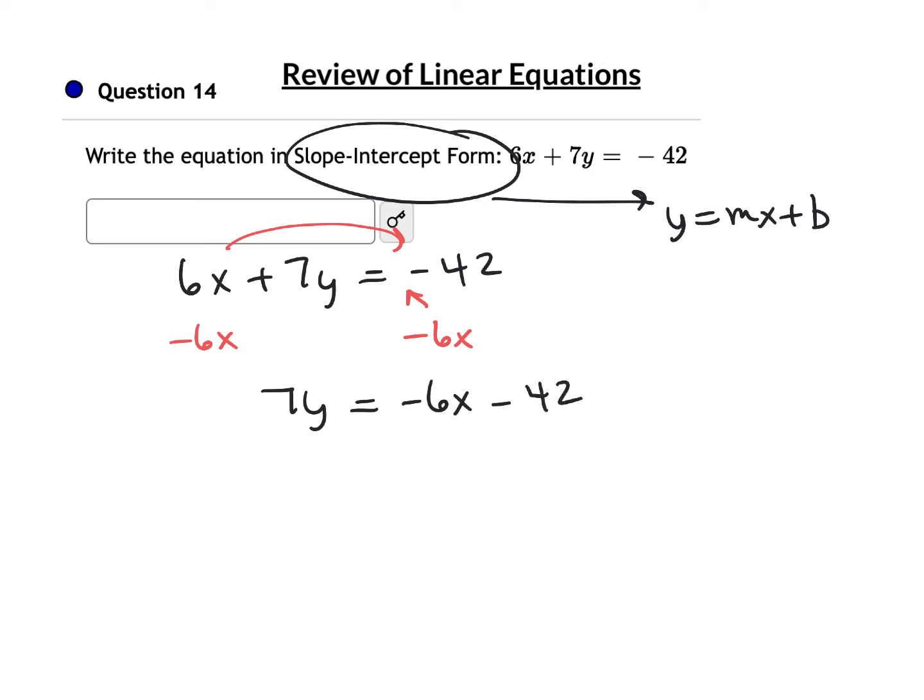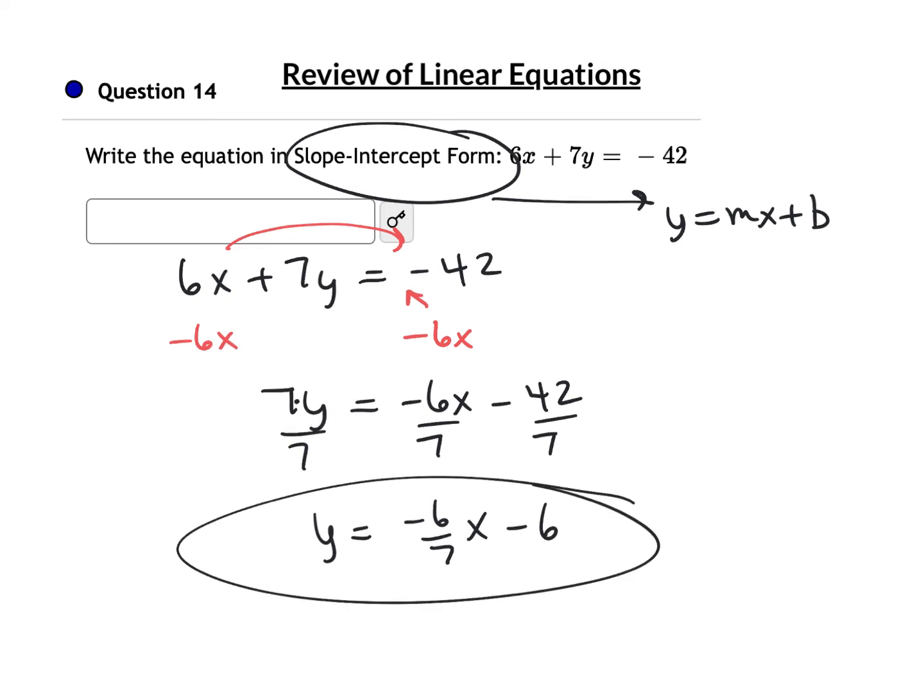Almost done. Because there's multiplication right here, to get the y by itself, we divide. We use that inverse operation. Y equals negative 6/7 x minus 6. And there's our answer.